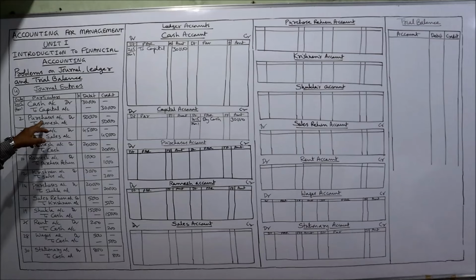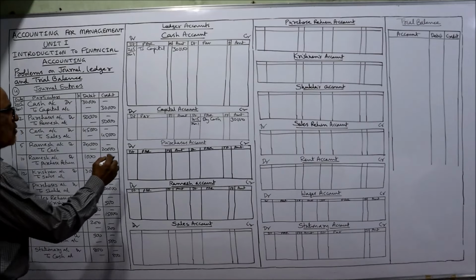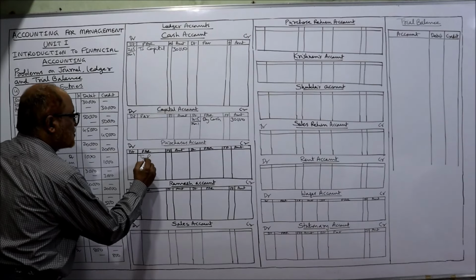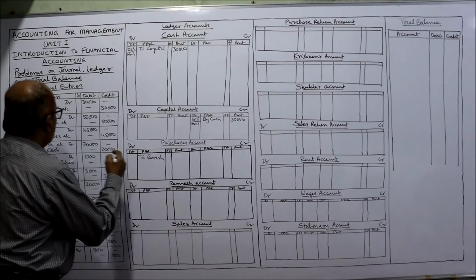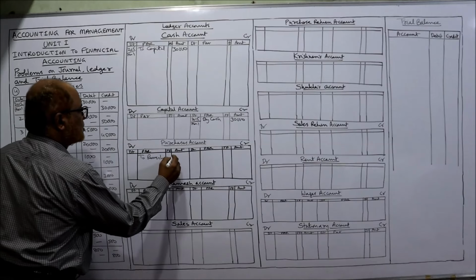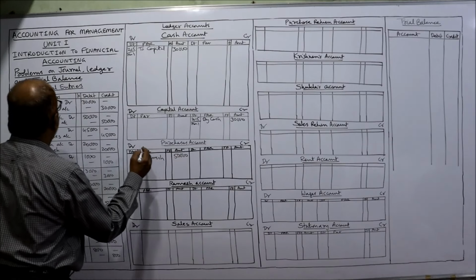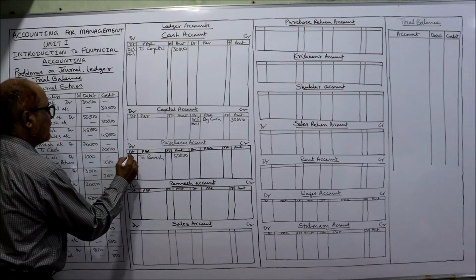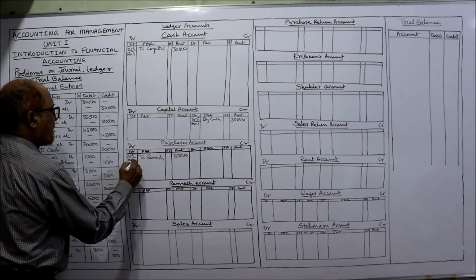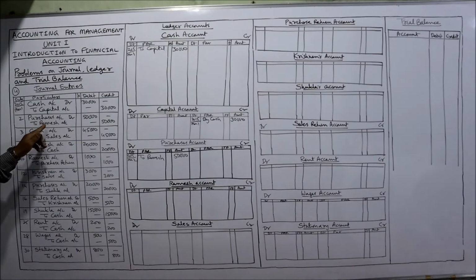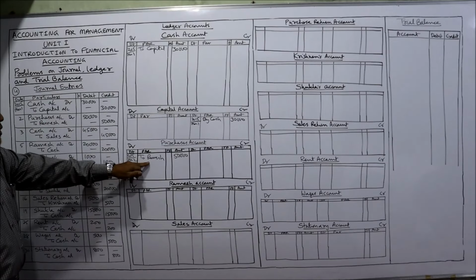Now second transaction, purchases account debtor to Ramesh. The purchases account debit side to Ramesh. To Ramesh, how much? 50,000. Date is 2nd, 2015 March 2. Purchases account is debited to Ramesh.